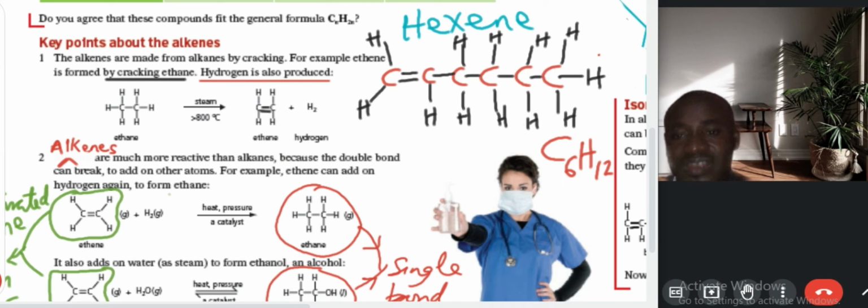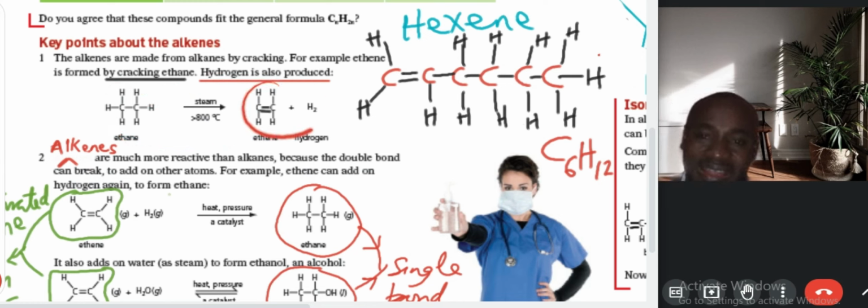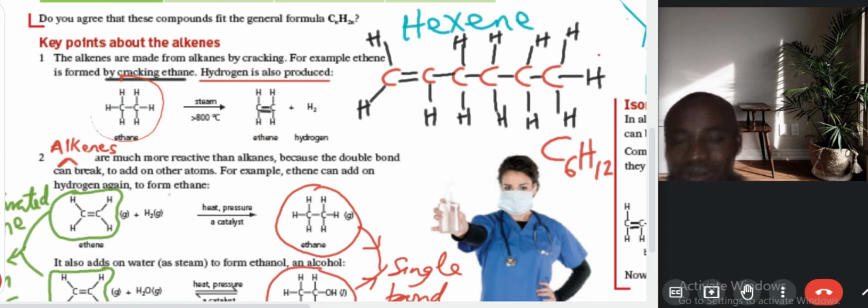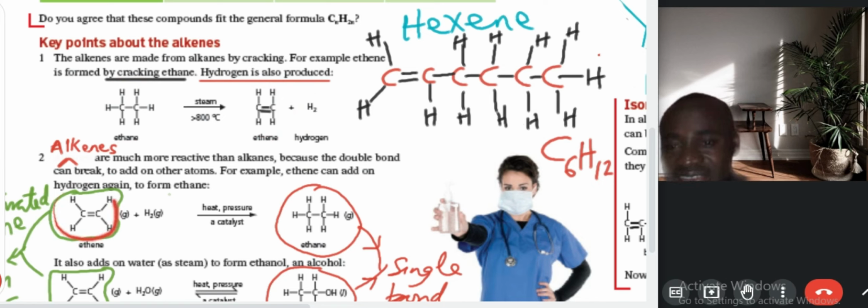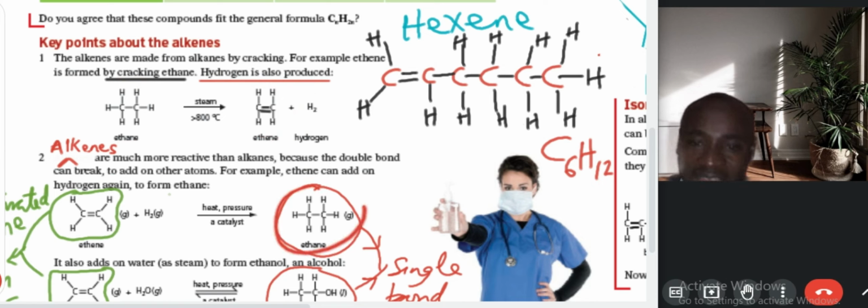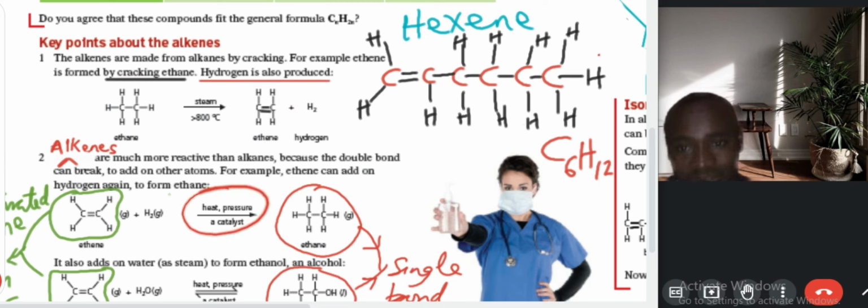Another reaction is that alkene itself can join with hydrogen to form alkanes. In fact, that's like the reverse of the first one. Cracking of ethane produces ethene plus hydrogen. Now, ethene plus hydrogen can produce ethane again. And that, of course, will require heat with pressure and the presence of a catalyst.